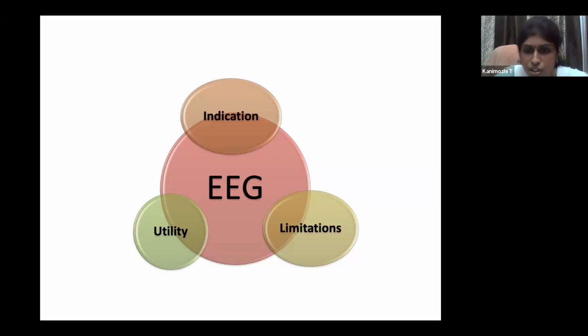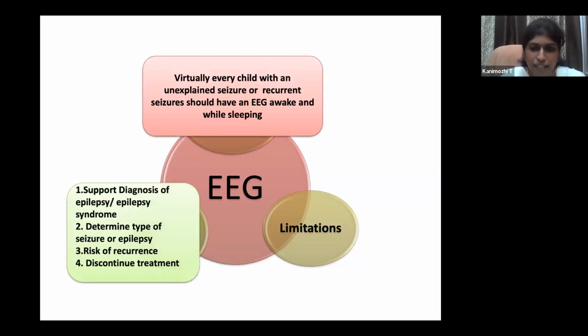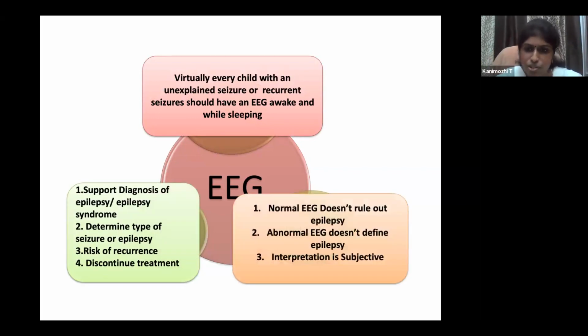This EEG again has limitations. A normal EEG does not rule out an epilepsy, because even after extensive investigation, some 30 to 50% may not have an EEG abnormality.